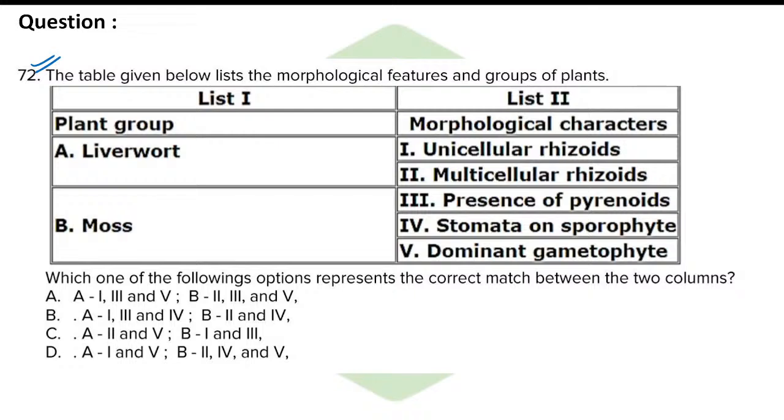The table below gives you a list of the morphological features in the group of plants, liverworts and mosses. You need to find out which of the following options represents the correct match between the two columns. Try the question everyone. Easy and simple question. Liverworts and mosses are the classes of bryophytes that we have. Try the question everyone.